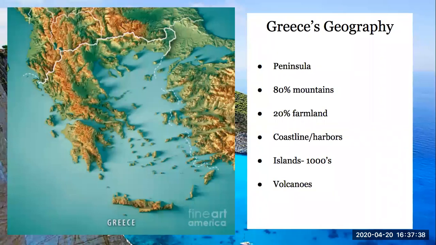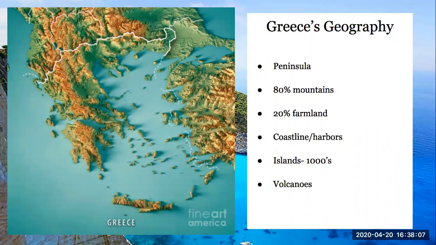So, thinking about ancient Greece's geography, we know that ancient Greece is still like modern Greece today, which is a peninsula, meaning it is surrounded by water on three sides. There's water to the east, water to the west, and water to the south. The north is Europe, but in this watery area, they have a lot of coastlines and a lot of harbors, and they also have about 1,000 islands.